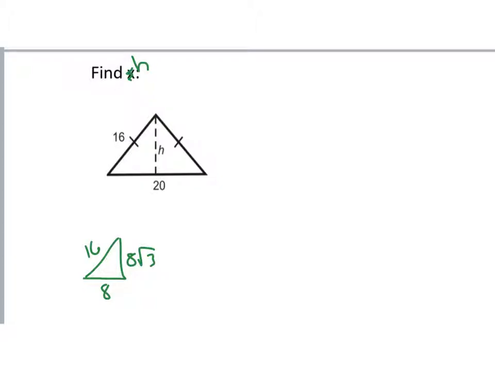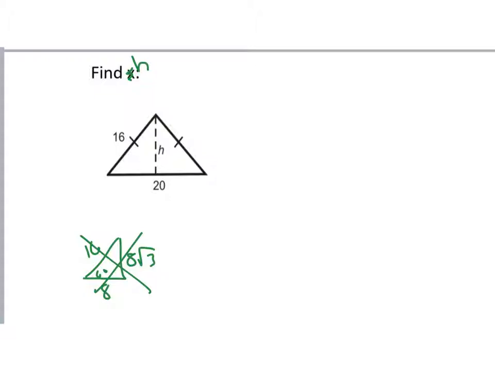We don't have anything in this that tells me that I've got 60-degree angles. In fact, I know I don't because this triangle is clearly not equilateral. I've got two sides that are 16 and a side that's 20, so it's not equilateral, which means I don't have a 60-degree angle in here. So I can't use that. That's not going to work for me.